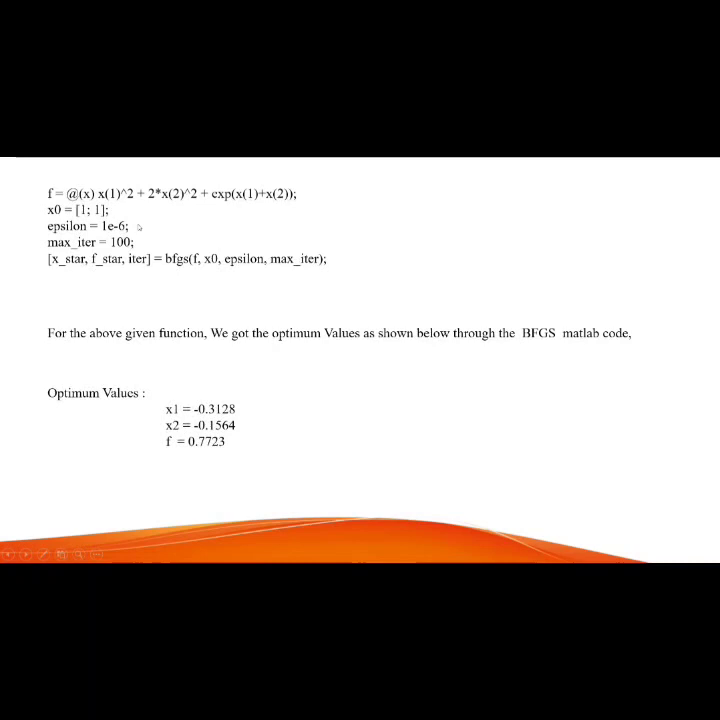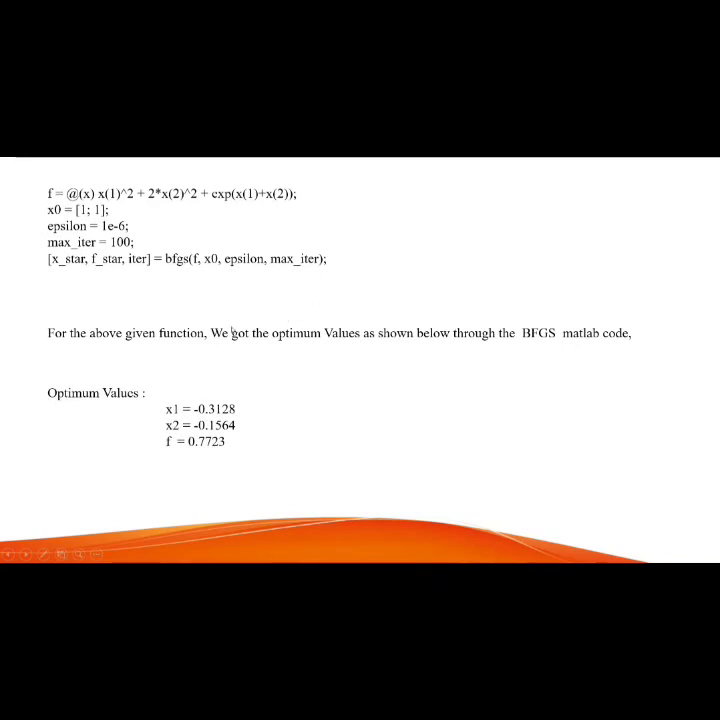We have to find the optimum values for this function. f is equal to x1 squared plus 2 x2 squared plus e to the power x1 plus x2, and we give an initial guess x0 equal to 1 comma 1, epsilon equal to 1e minus 6, and the maximum number of iterations equal to 100, and then we call the function BFGS.